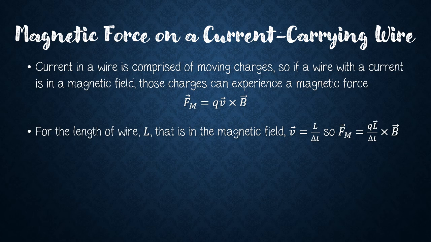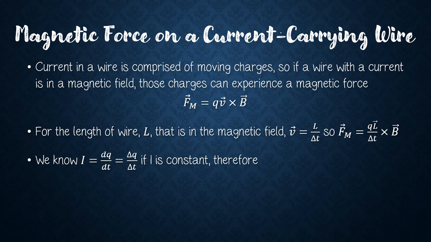And notice that I've added the vector symbol to the L there, representing the same direction as the velocity. Well, we also know that current is defined as being the rate at which charge flows in a wire, or dq/dt. And if we have a constant current, we can express that as delta Q over delta T. So looking at my equation for magnetic force, you'll notice that I have a q over delta t in my equation. So I can replace that with an I to come up with an expression for the magnetic force felt by a current carrying wire in a magnetic field.